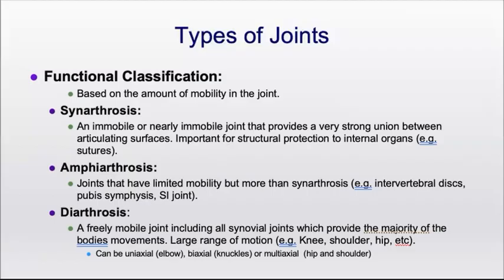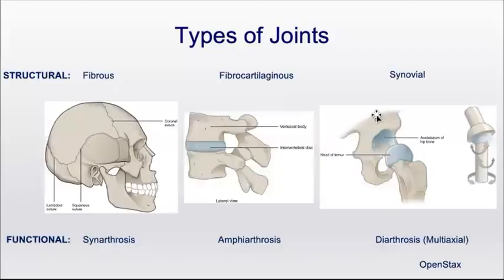Now, there's a lot of crossover between the two classification systems, as you can see in this next slide. If we're looking at the coronal suture, or any of the sutures of the skull for that matter, they're generally fibrous and they're generally synarthrotic. So they don't move and they have a fibrous connection. If we look at the intervertebral discs of the spine, they're fibrocartilaginous and they're amphiarthrotic. So they have some movement, but it's usually limited and it's usually in one plane.